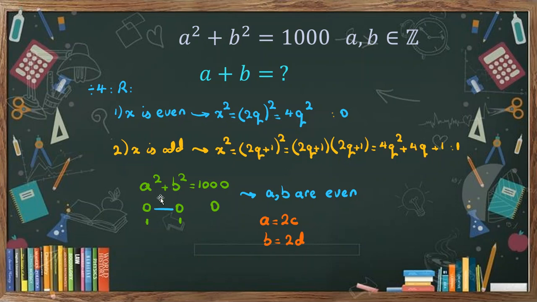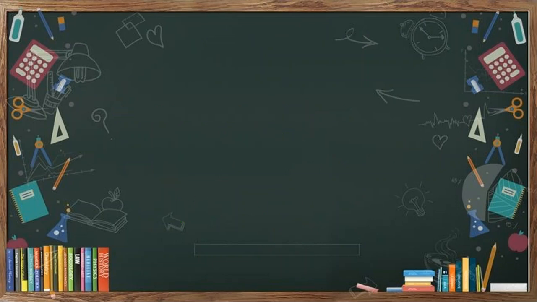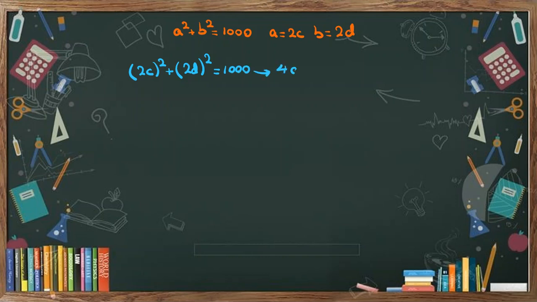Okay, let's write again our main equation. A squared plus B squared equals 1000. We said A is 2C and B is 2D. So if we replace A with 2C, it will be what? A is 2C, 2C squared, B is 2D, 2D squared, equals 1000. So 2C squared is 4C squared, plus 4D squared equals 1000.